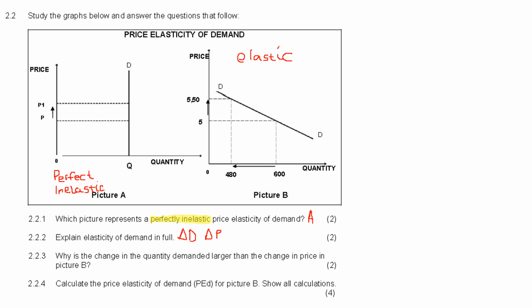In other words, the moment we increase our price slightly, there's going to be a big drop in the quantity of goods that are going to be demanded as people buy the alternatives. Okay, so the question here says why. So what you are supposed to do is give a reason why the change in quantity demanded is larger than the change in price.